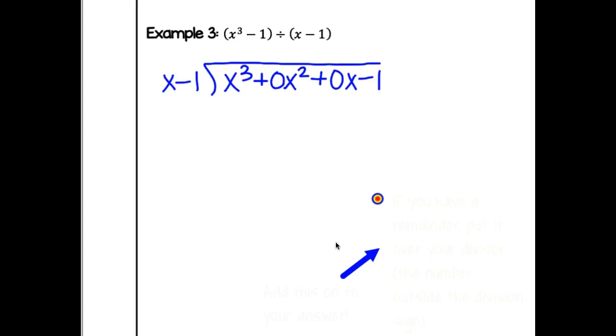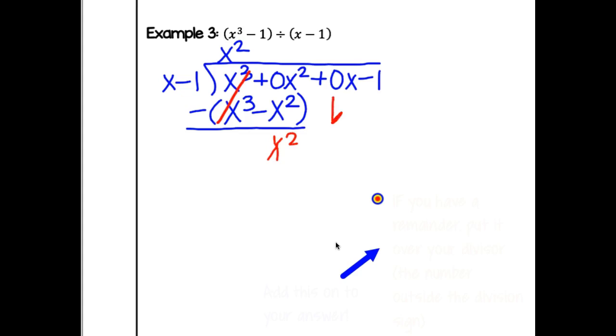We multiply x by x squared to get x cubed. Then we distribute through, we get x cubed minus x squared. I subtract that whole thing. x cubed minus x cubed cancels. And then 0x squared minus -x squared is positive 1x squared, because we're distributing that negative. We drop down the plus 0x.